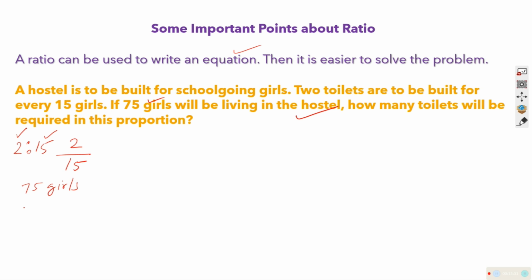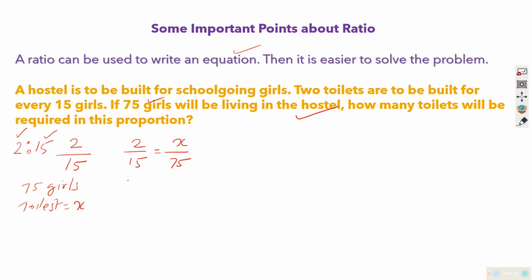Suppose that we don't know the number of toilets required. So we will write X as the number of toilets required. In that case we will write, if it is 2 for 15, proportionately the ratio should be maintained, then X upon 75, where X indicates the supposed number of toilets. This is one way of presenting it. So in this case you will calculate the number of toilets by calculating the value of X.